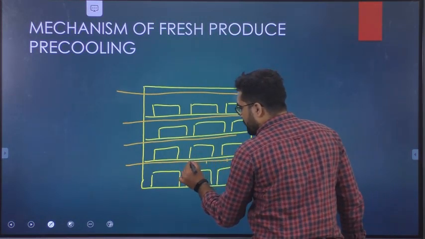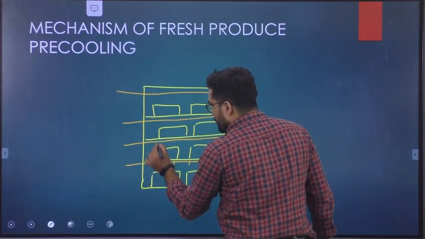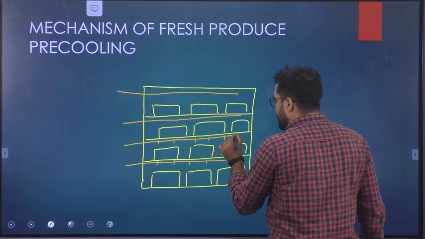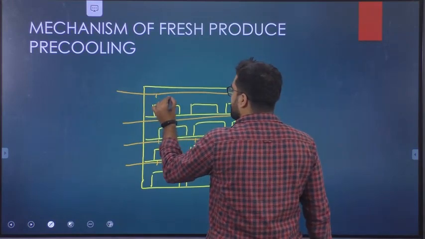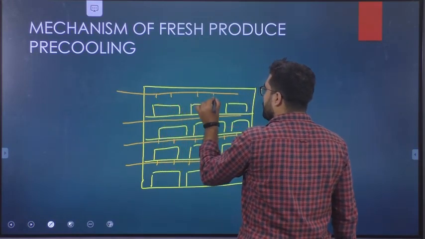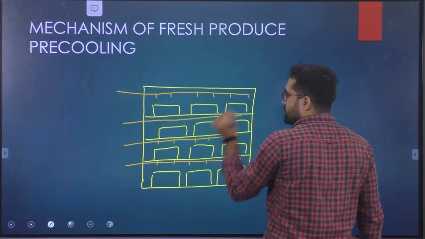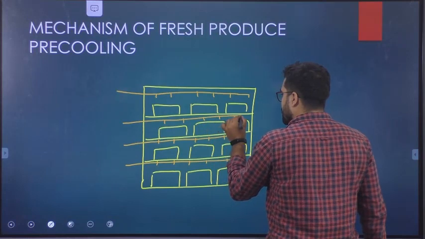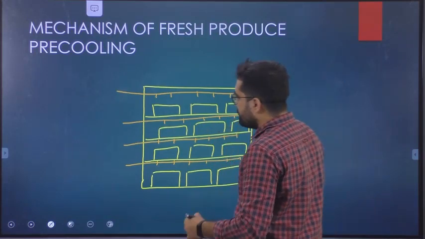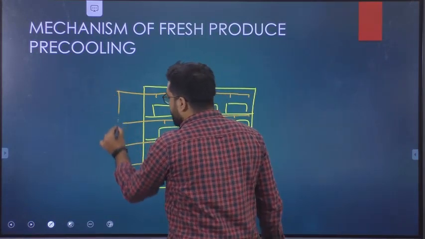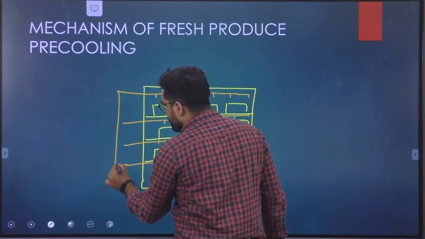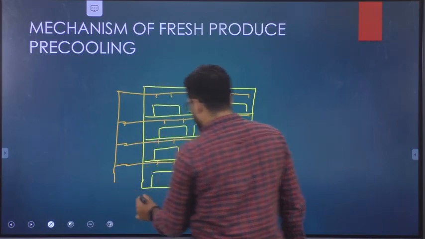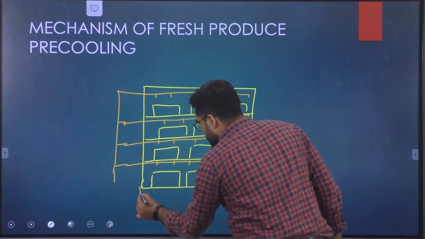In hydro cooling, what will happen? We will provide the sprinklers over the product, and these sprinklers are used to bring down the temperature of the product. These sprinklers are generally spraying cold water, and then there will be a drainage system.